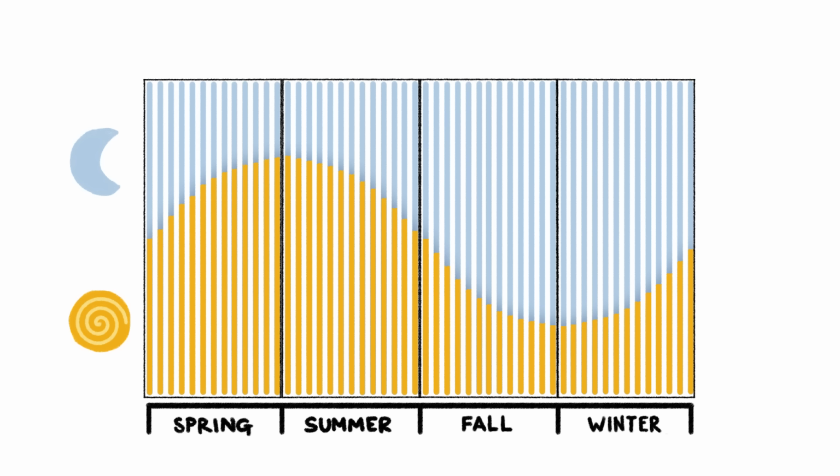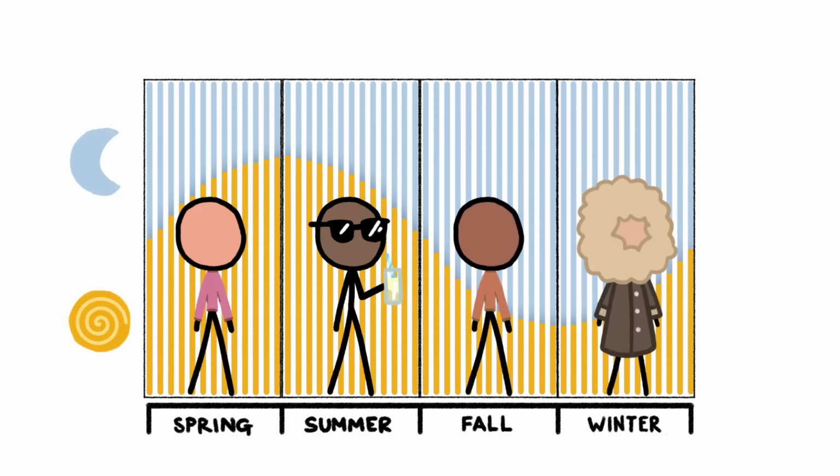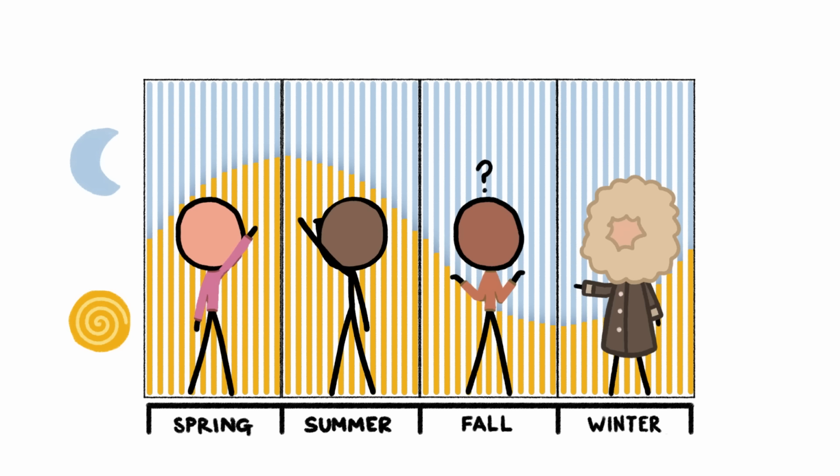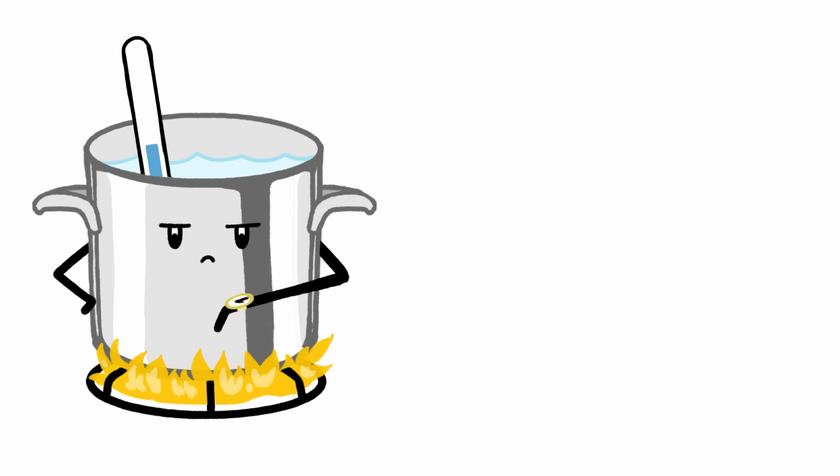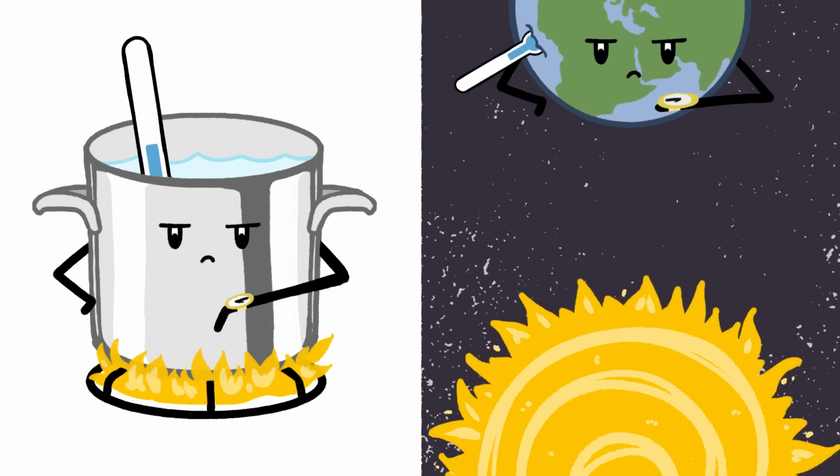But as clear as that is on the graph, it doesn't make any sense as far as how we actually experience the seasons. Winter doesn't feel anything like fall happening in reverse. And if spring and summer have the same amount of daylight overall, why is summer so much hotter? Well, just like it takes a while for a pot of water to boil on a stove, it takes a while for changing daylight patterns to have an effect on temperature.